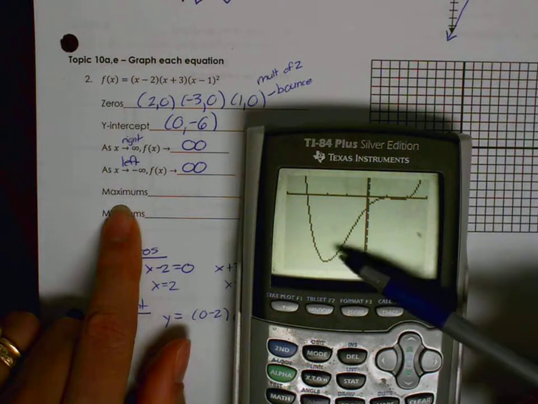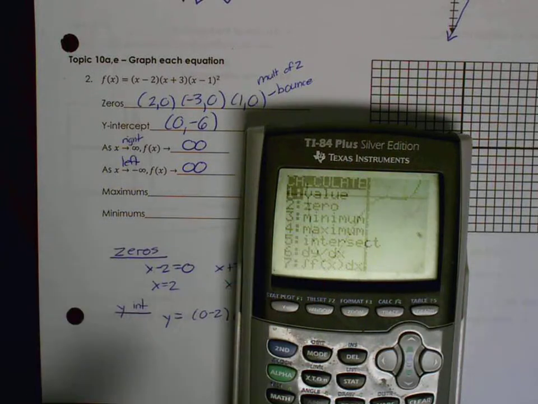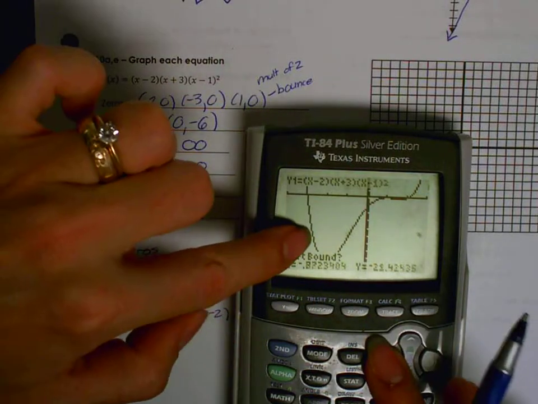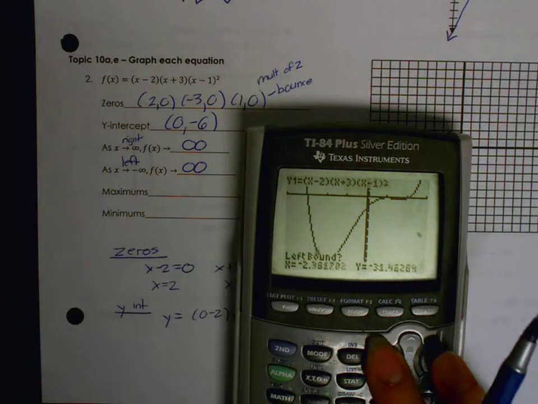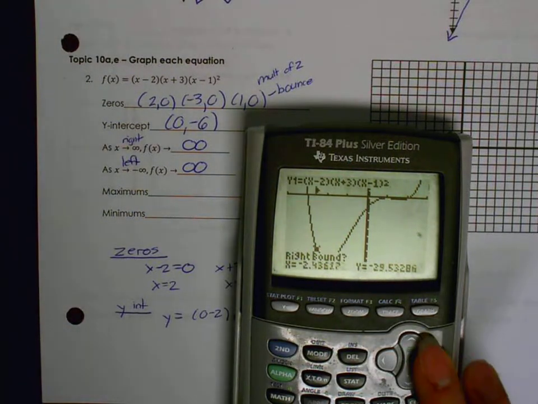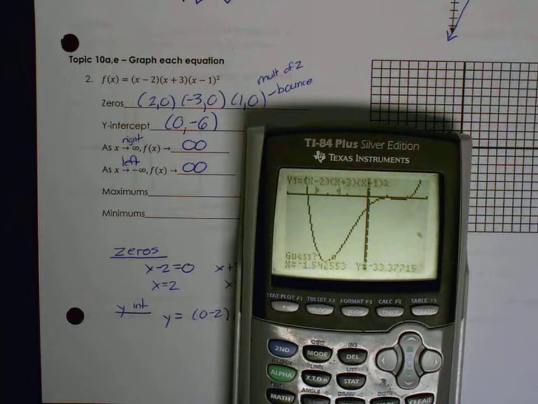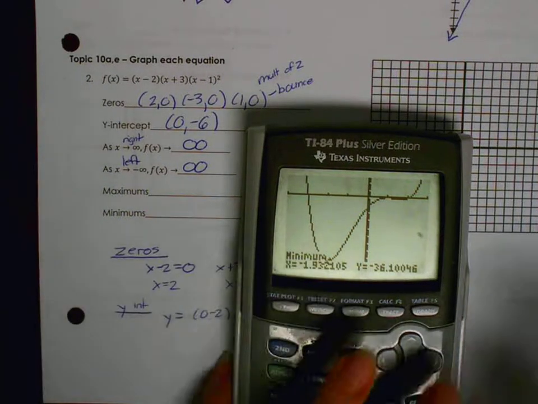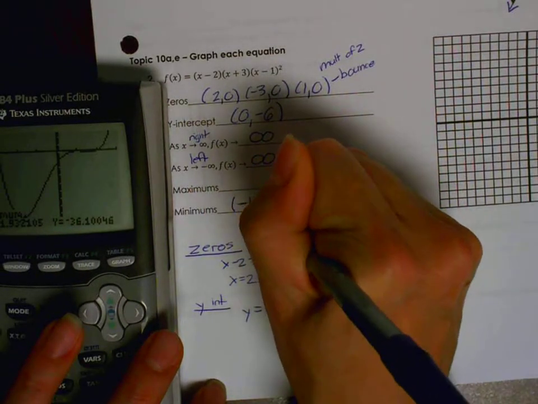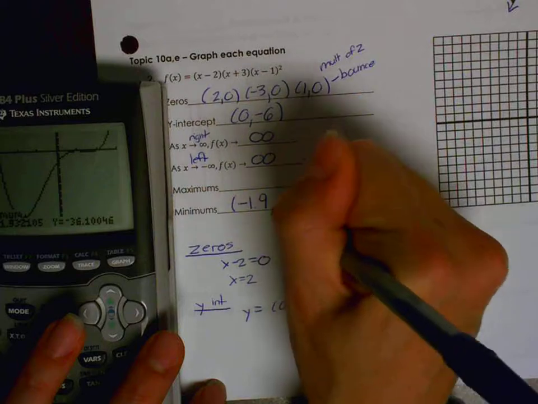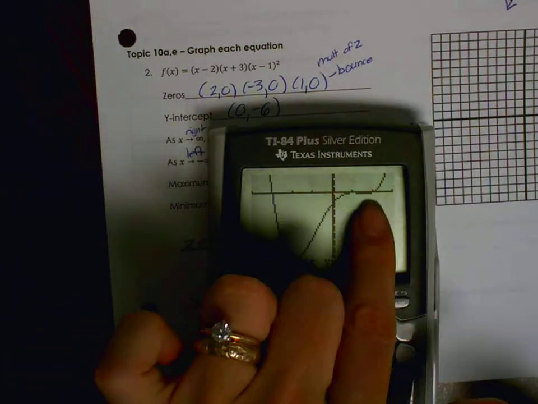So my minimum here, second calc 3, I want to be left of that turning point down there. So I'm going to go somewhere left and push enter. I'm going to go somewhere right and push enter. Enter one more time, and it tells me what it is. So one of my minimums is at -1.9, comma, -36.1.